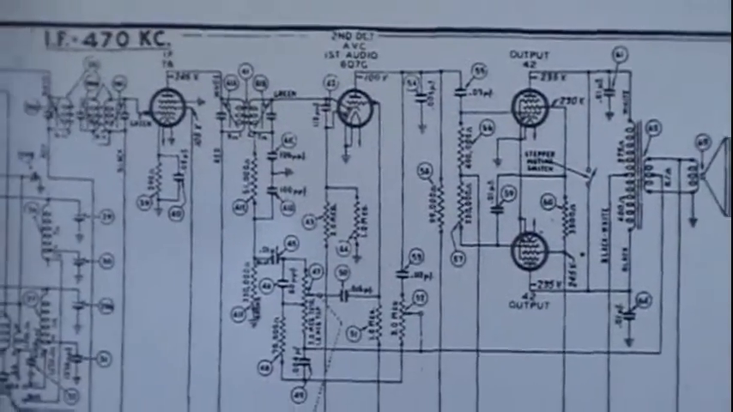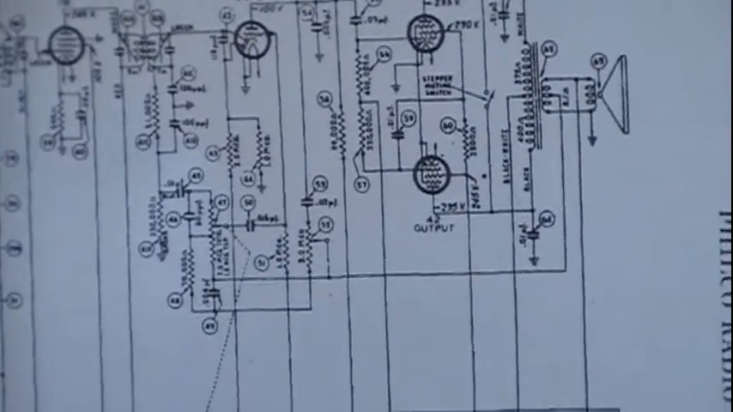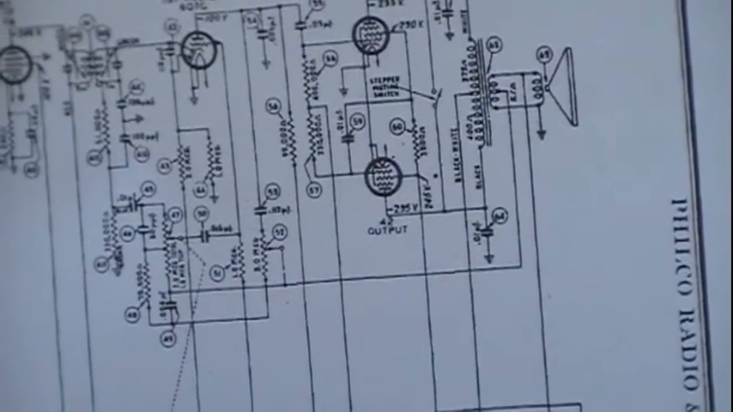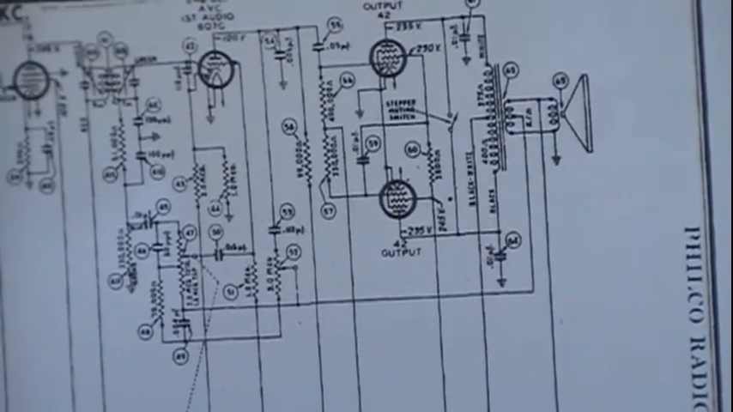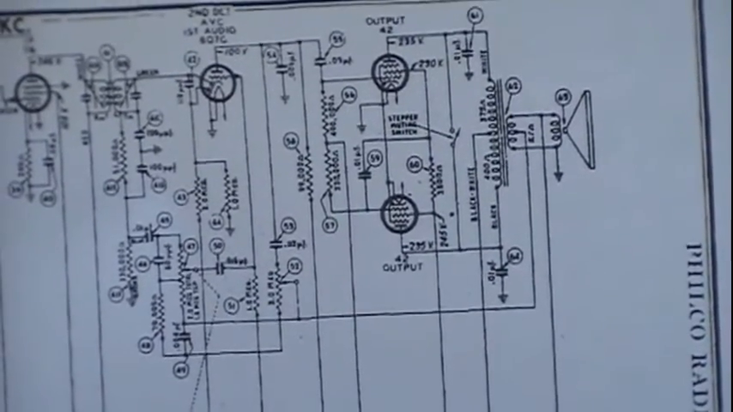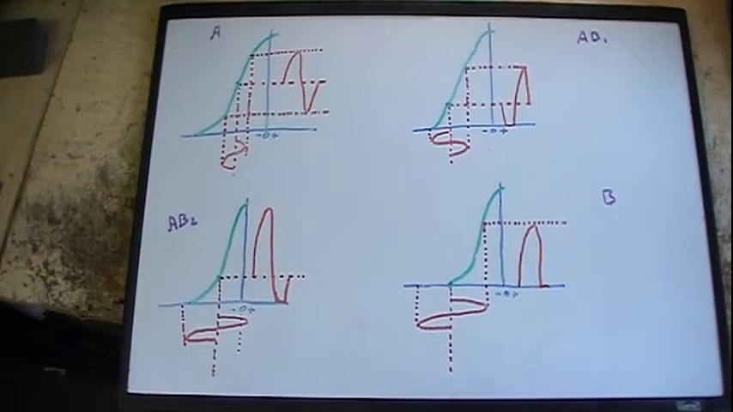So anyway, there's a schematic of a particular radio. It's the Philco 42-15 or 217. Both models are on this schematic. So anyway, now back to what we're going to talk about.